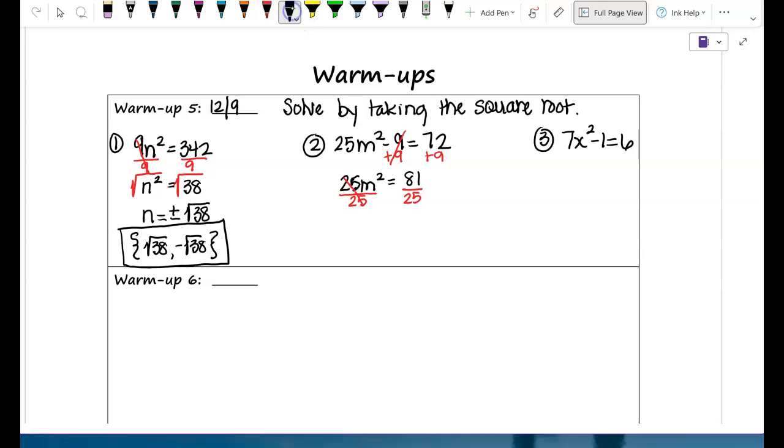And it's okay that 81 doesn't divide by 25. It's okay to have a fraction. So we have m squared equals 81 divided by 25. Now I have the squared term on one side, the constant on the other. So now I can take the square root of both sides. So m equals positive or negative square root of 81 over 25.